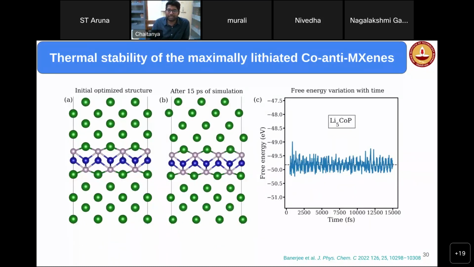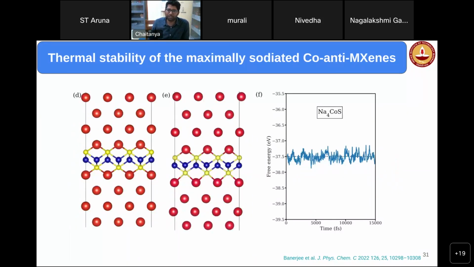As you can clearly see, this is the initial optimized structure, and after running a 15 picosecond simulation, you can see that there are only very slight structural differences. This suggests that at 300 Kelvin, these 5 layers are thermally stable. And you can also see the energy differences. If there were any bond formations, there would be huge energy fluctuations, and you are not seeing such things, suggesting that they have good thermal stability. Similar kinds of calculations we also ran for sodium on cobalt sulfide, and that also gave roughly similar results.